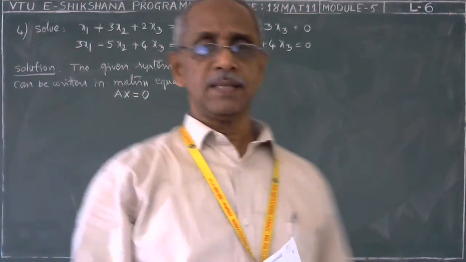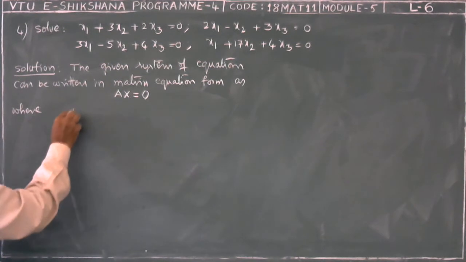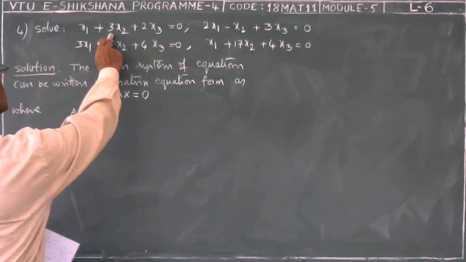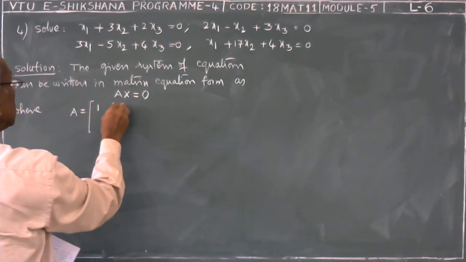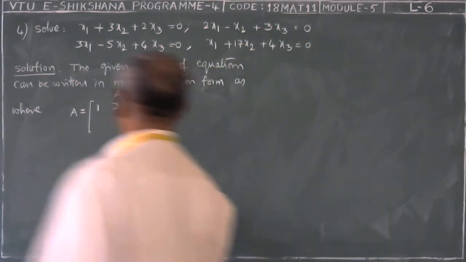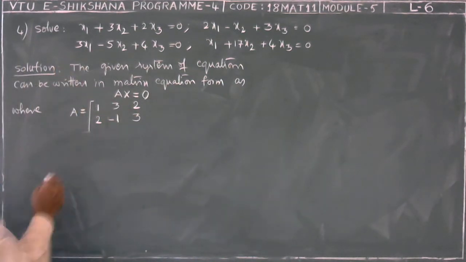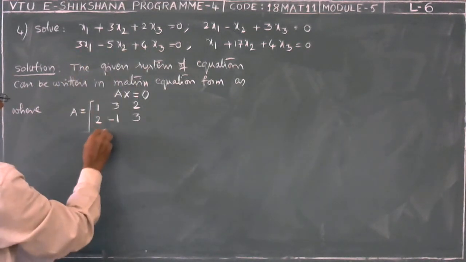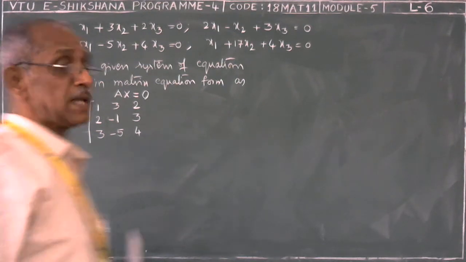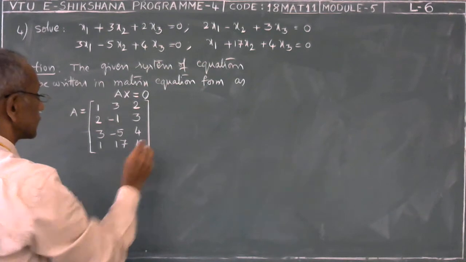System of homogeneous linear equations AX = 0, where A is the coefficient matrix with entries: first row 1, 3, 2; second row 2, minus 1, 3; third row 3, minus 5, 4; last row 1, 17, 4.